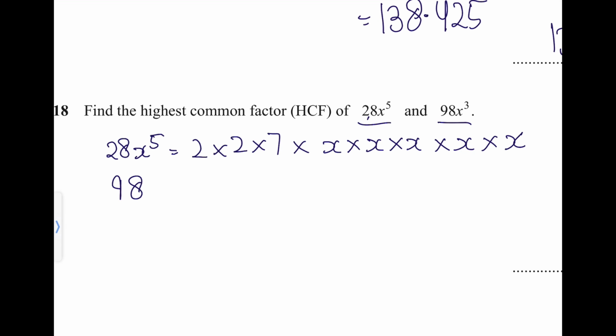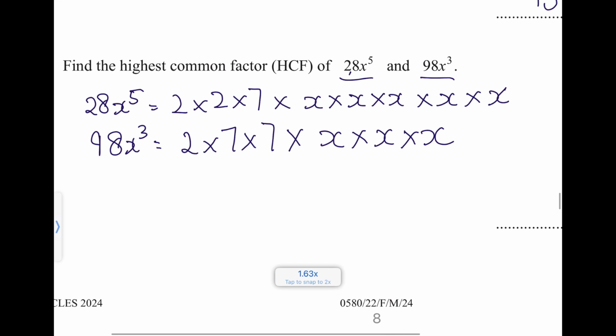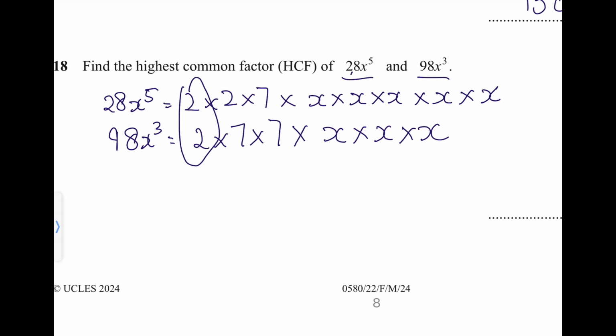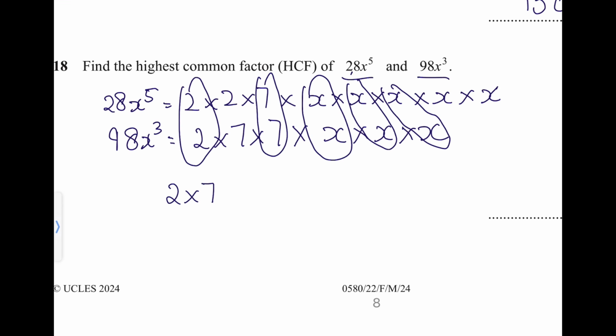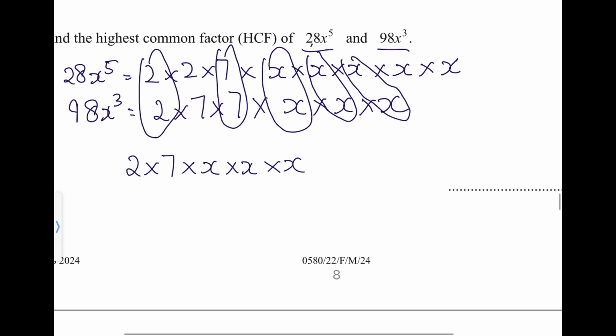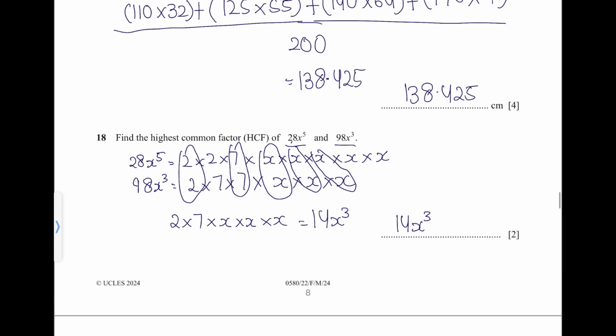Then 98x raised to 3. What is 98? 98 is 2 into 7 into 7 into x into x into x. Now what you do for the HCF is you just take the common pairs. So one pair is here, one pair here. Then for the x, you will have effectively 3 pairs. So that would be 2 into 7 into x into x into x, which will give you 14x cubed. Alright, so that's it.